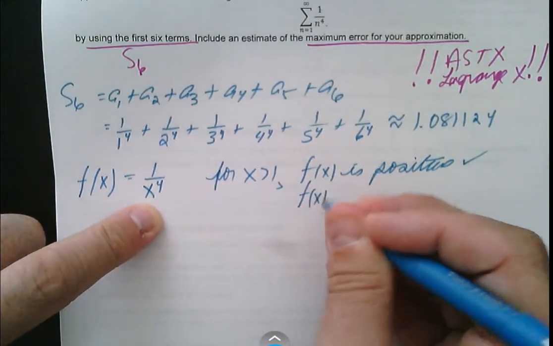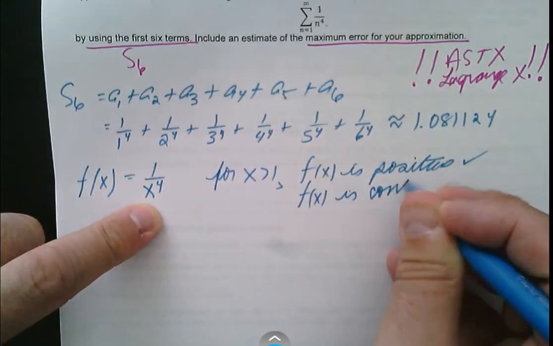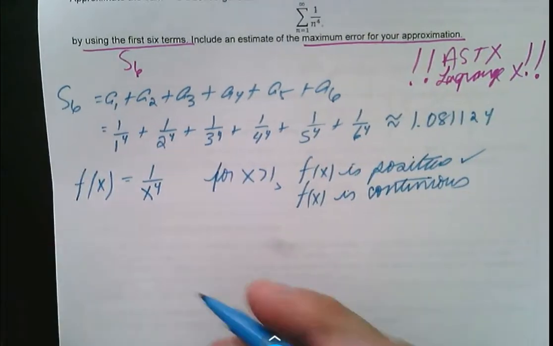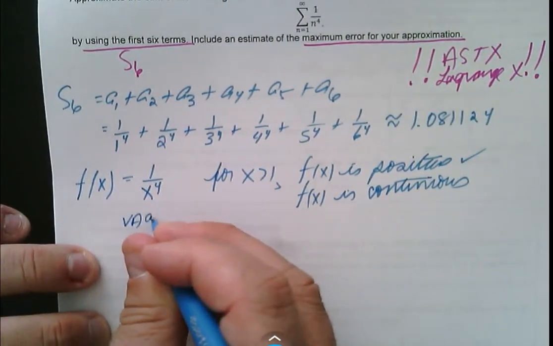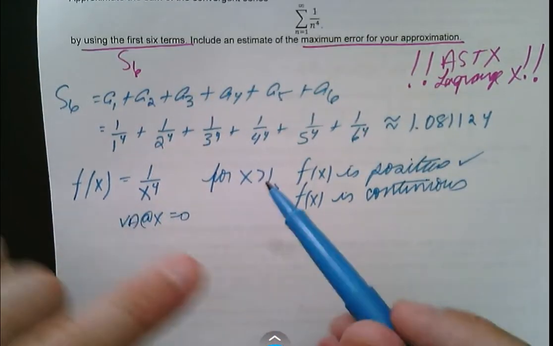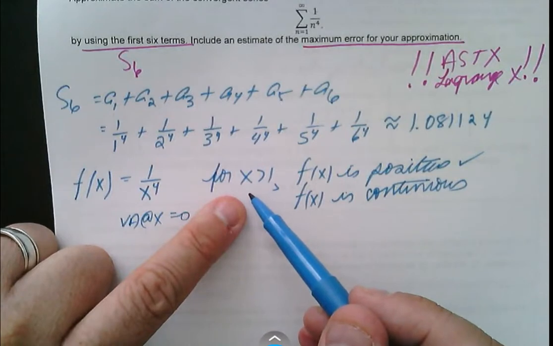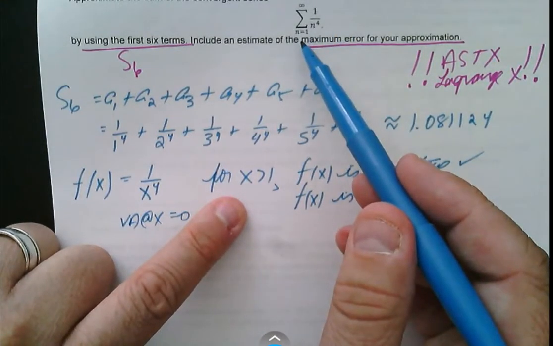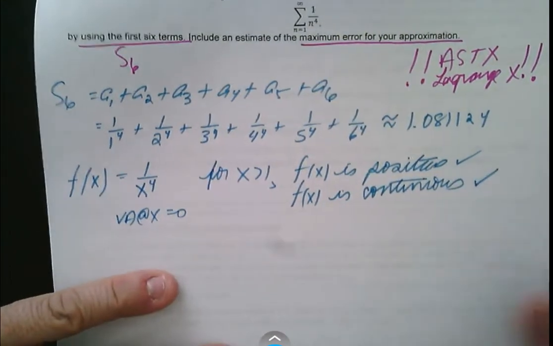f of x is continuous. Now you might say, wait a second, this is not continuous. I have a vertical asymptote at x equals 0. True, vertical asymptote at x equals 0. I just need the function to be continuous for values of x greater than 1 because I'm starting my sum at 1. So f is continuous.